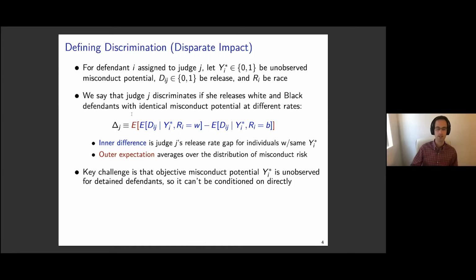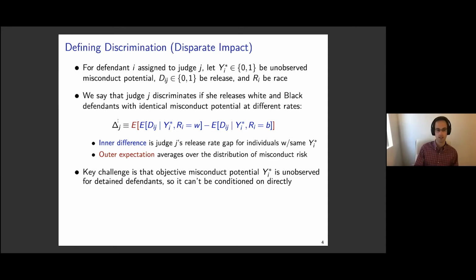So what I've alluded to earlier was that the key challenge here is that Y_i star is not observed for some defendants because they're detained before trial. And so it's not possible to just look in the data and construct delta J. This is actually a very pervasive issue in many settings where we'd like to measure either decision maker discrimination or algorithmic discrimination. For example, in the employment context, you'll never know the job productivity of an individual who's not hired. In the banking context, you'll never know the default rates for individuals that are not given loans. So this is kind of a pervasive issue.